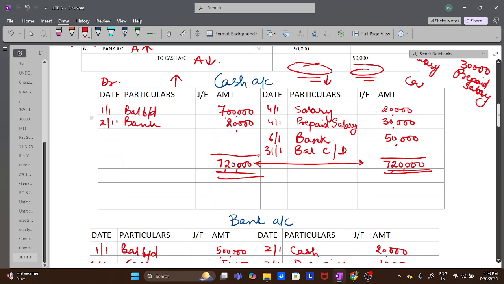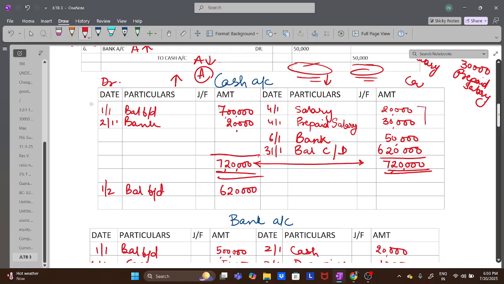Here, what is the total as of now? 720 minus 20. 7 lakh. 7 lakh minus 80,000. 620. So balance is 6 lakh 20,000 rupees. As this is an asset, asset will have balance brought down. On first Feb, you will have a balance brought down of 6 lakh 20,000 rupees.